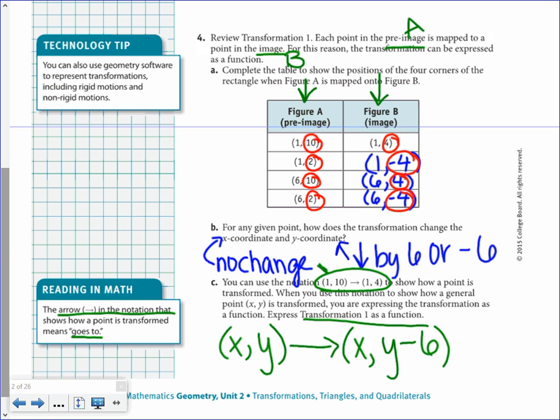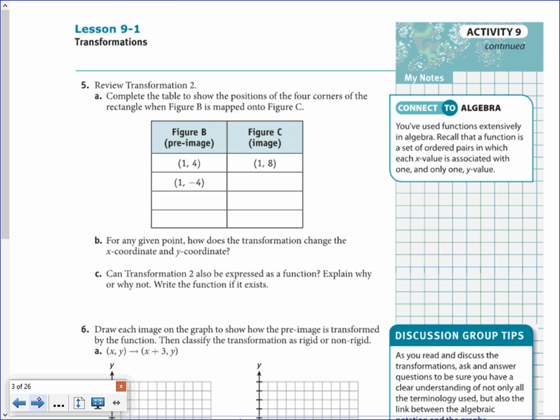So now let's go to the next page. On this page, we're using figure B as our pre-image, and then figure C as our image. So this first column should actually be the same as what we had on the previous page. So we have 1, 4, 1, negative 4, 6, 4, and 6, negative 4. And then I'm going to go back so that I can look at the graph to get the other column.